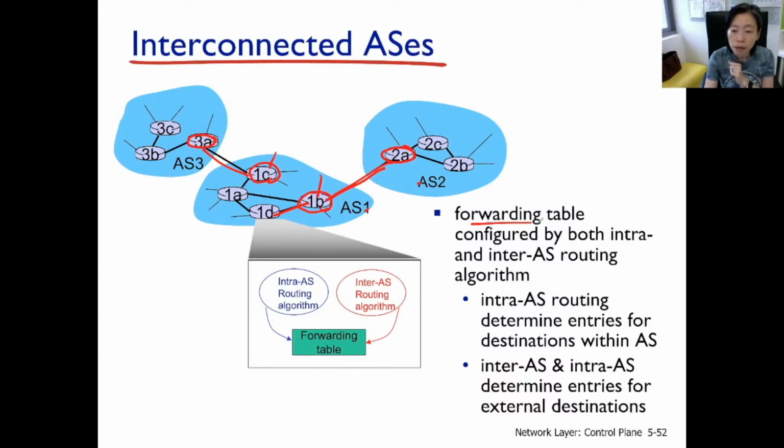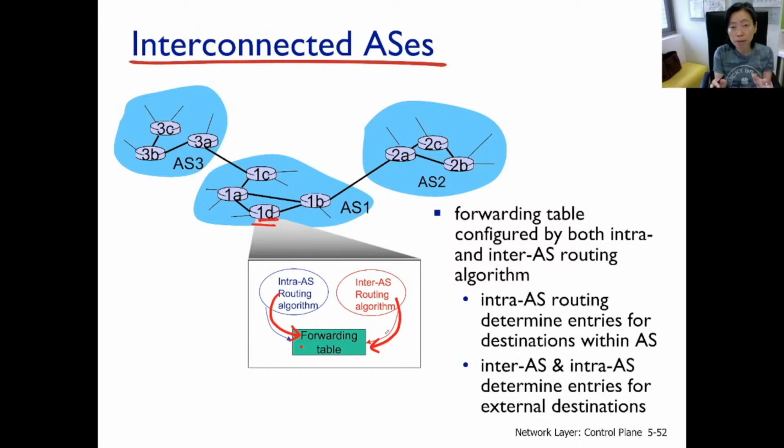Now, the focus of this slide is to talk about how the forwarding table would look when we have 2 levels of routing running on the internet. Let me show you an example here. 1D is one of the routers existing on the internet. What's going to happen there is the forwarding table is not going to be contributed just from the intra-AS routing algorithm. It would also be contributed from the inter-AS routing algorithm.